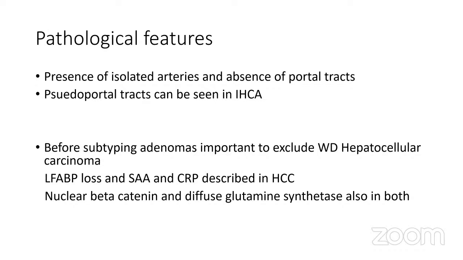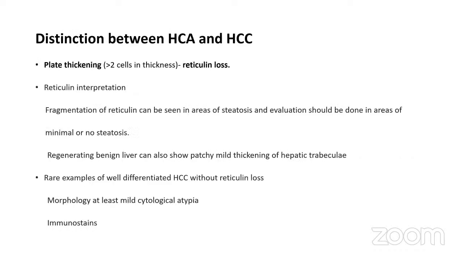Very important to remember, before you start subtyping adenomas, you have to exclude a well-differentiated hepatocellular carcinoma, because the stains which are used for subtyping of adenomas have also been described in HCC. LFABP loss can be seen in HCC, as can SAA and CRP positivity. You can also have nuclear beta-catenin and diffuse glutamine synthetase positivity in both adenomas and HCCs. So it's very important before you start subtyping the lesions to exclude a well-differentiated hepatocellular carcinoma.